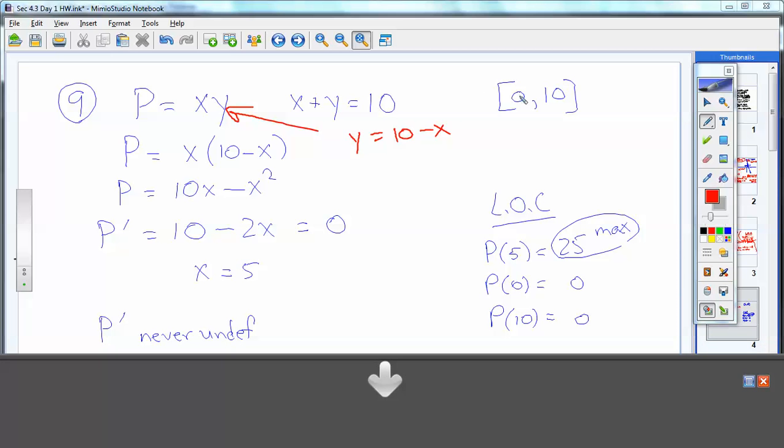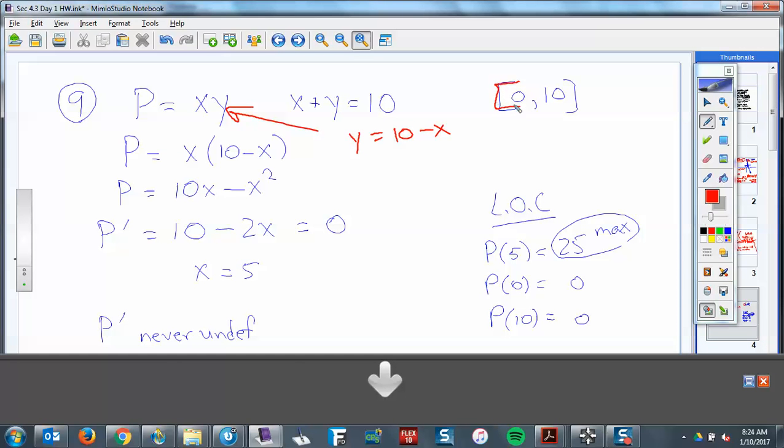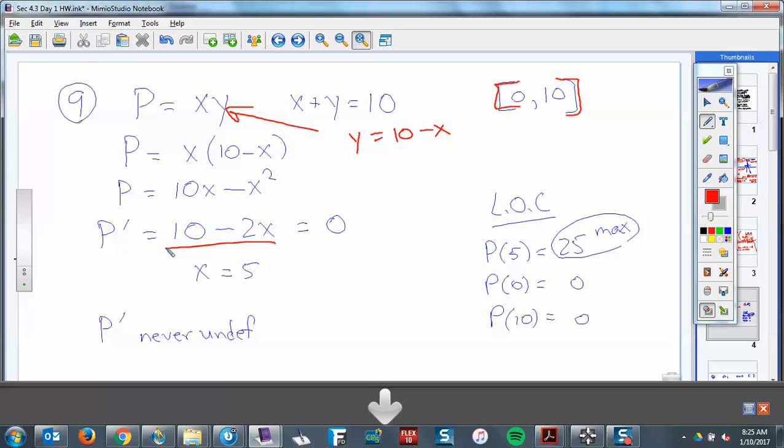Our candidates would be the smallest x could be, I put 0. I don't know if it said positive numbers. Did it say positive numbers? The example for yeah. And it said 0 to 10. Okay. So I use 0 and 10. And so I put in 0, put in 10. Of course, when you do those products, you get 0 every time. So that's clearly your max. Put in 5. 5 times 5 is 25. P prime, which is this right here, is never undefined. So there's your list of candidates. So that's a really easy one.